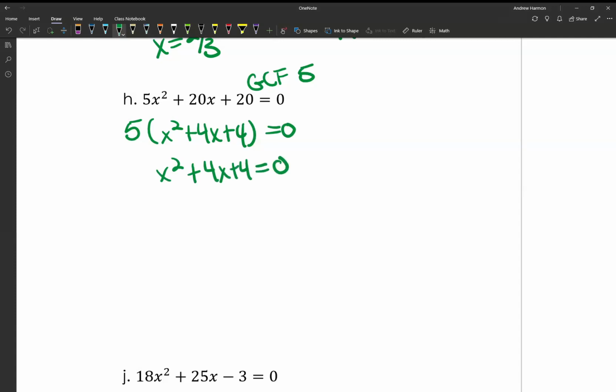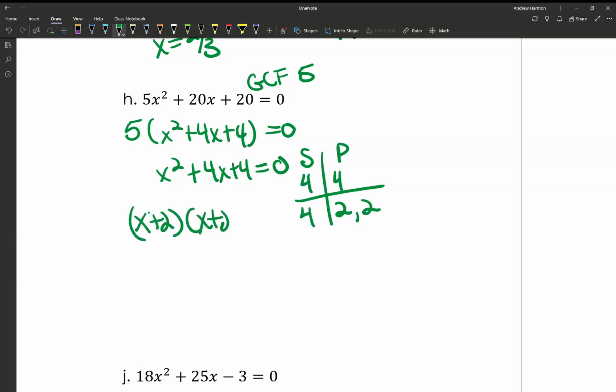And then I can do a quick sum and product here. So I have a sum of 4 and a product of 4. So that's going to be 2 and 2 to get a product of 4 and a sum of 4. So that's x plus 2 and x plus 2 equals 0.